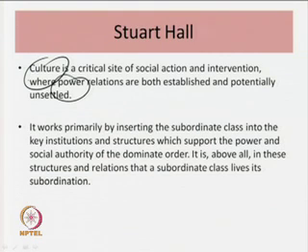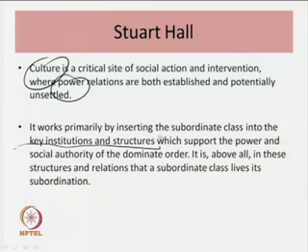Second, power works primarily by inserting the subordinate class into key institutions and structures. Now, these key institutions and structures are what culture is comprised of. So, if you look at the subordinating, the dominating aspect of power, then we have to understand through Stuart Hall that, as I have said so many times in this lecture, power needs certain forms, certain institutions, and certain structures for it to be able to dominate and to subordinate. And these institutions and structures are what we call culture.